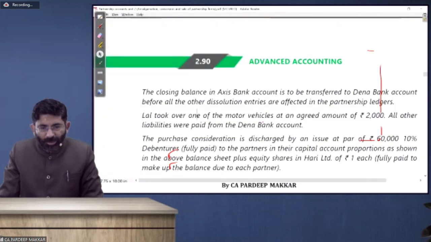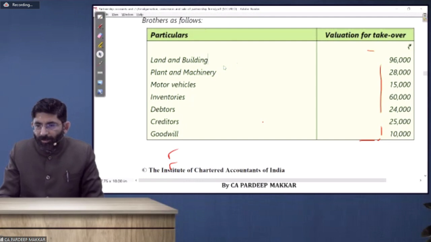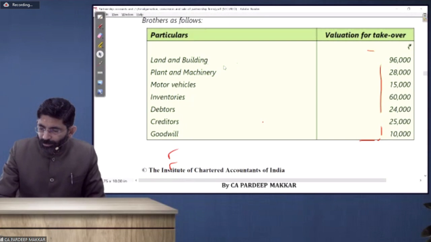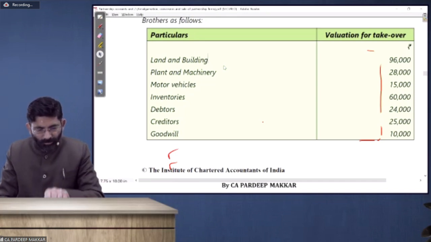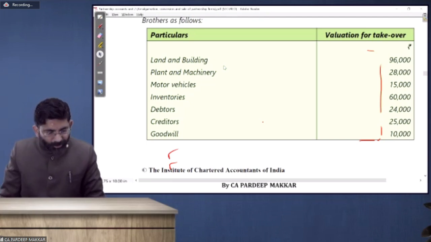They have mentioned it. The closing balance in Axis account is to be transferred to Dena Bank before all the other dissolution entries are effected in the partnership ledger. So get the amount, net of the amount to be paid: 96,000 plus 28,000 plus 15,000 plus 60,000, 24,000 plus 10,000 minus 25,000. That is 96 plus 28 plus 15 plus 60 plus 24 plus 10 minus 10,000. Now the business is taken over in full.